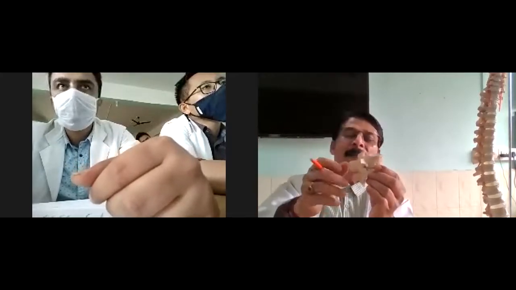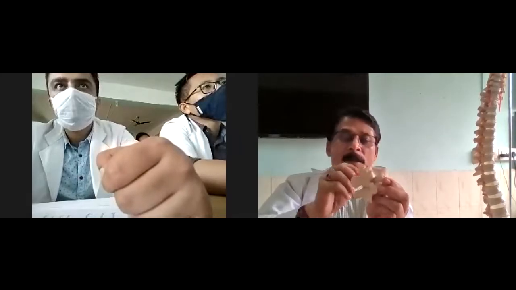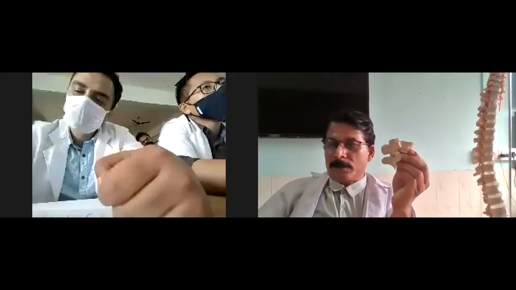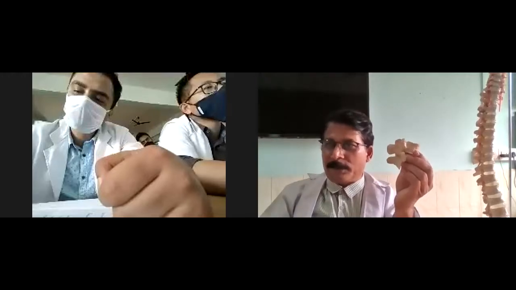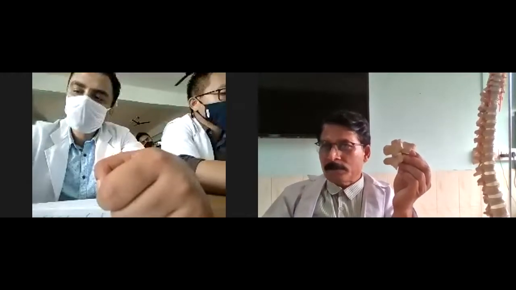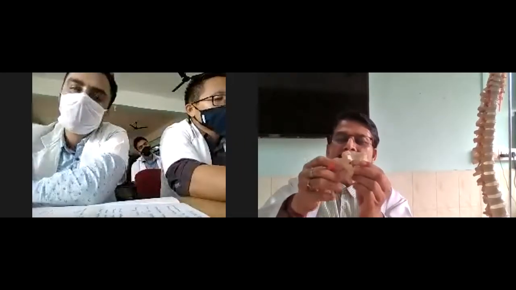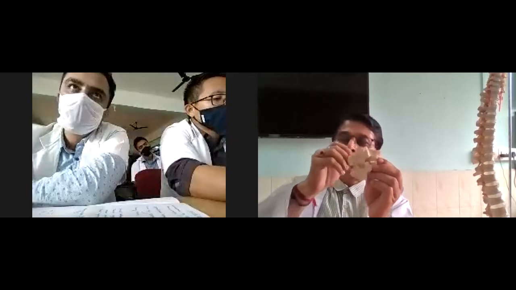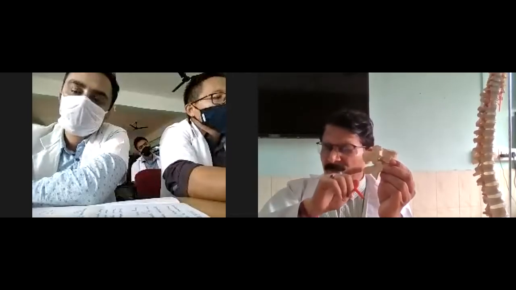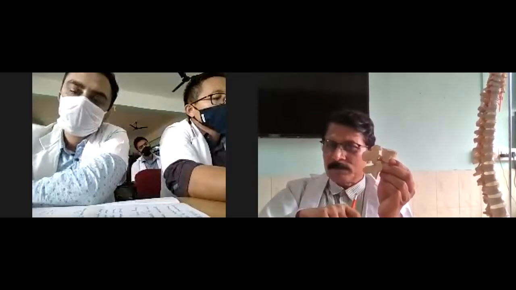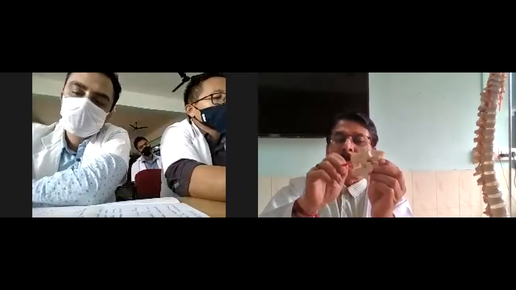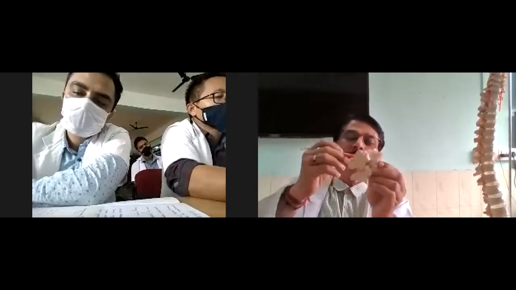Okay, fine. Next point is what is called the functional unit of a spine. Everywhere you have a functional unit. The nephron is a functional unit of the kidney. The hepatocyte is a functional unit of the liver. Like that, the spine has a spinal functional unit. This functional unit consists of the adjacent part of the end plate, the disc, and the joint. So this area is called a functional unit.